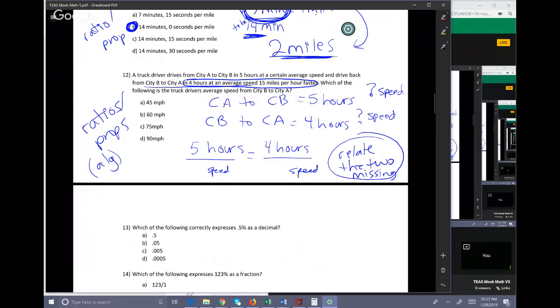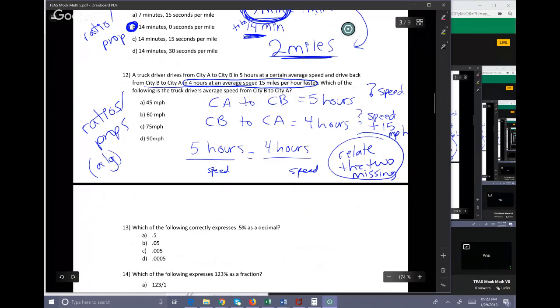So that's what they did here. Instead of saying it took 5 hours and you were going this fast, and then it took 4 hours, so how fast were you going? That would be very simple. You would already be solved and out of here. Instead, they gave you 5 hours and 4 hours, and all they told you is that on the shorter trip, you were traveling X amount faster.